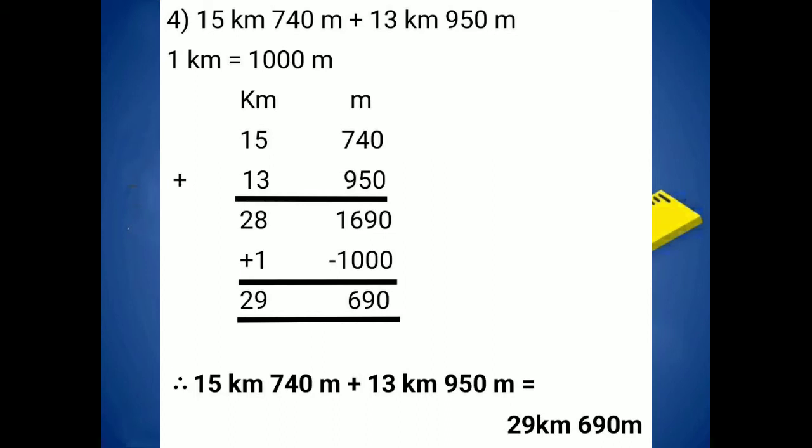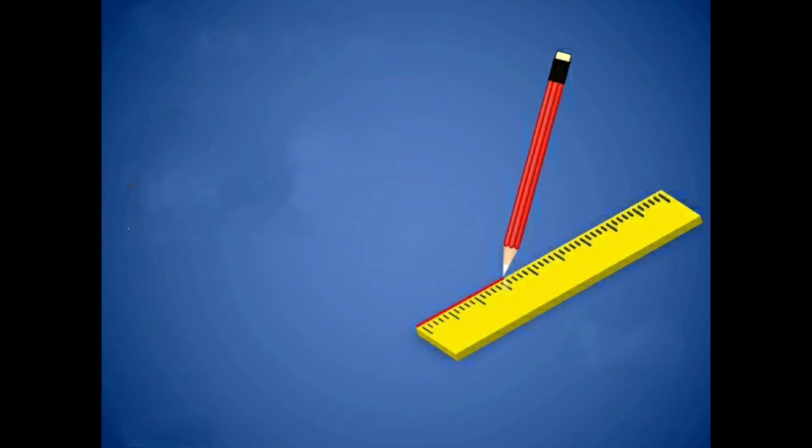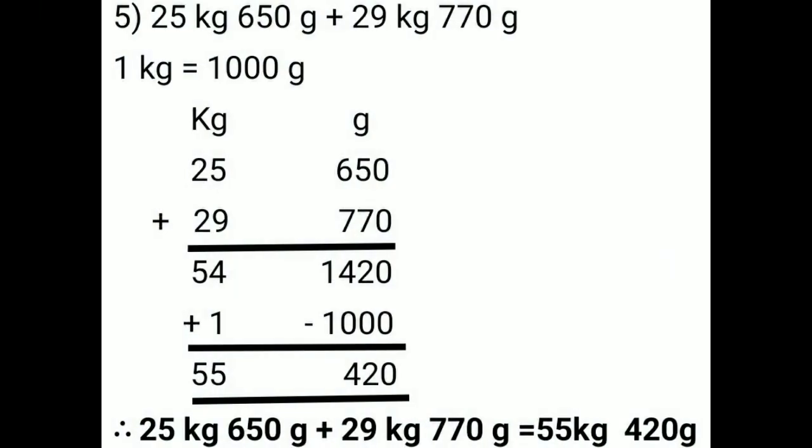1690 under meter. Now clearly 1690 is more than 1000 meter, so we can subtract that excess 1000 meter from 1690, take it under kilometer and add it to 28 as 1 kilometer, which will give us the sum 29 kilometer and 690 meter. Sum number 5, 25 kg 650 gram plus 29 kg 770 gram.